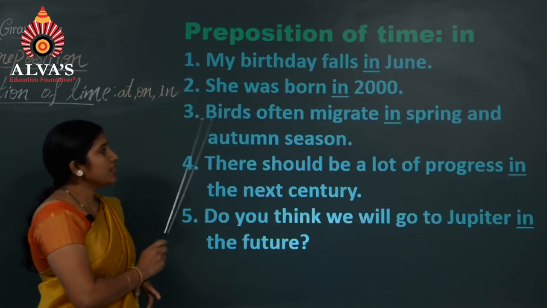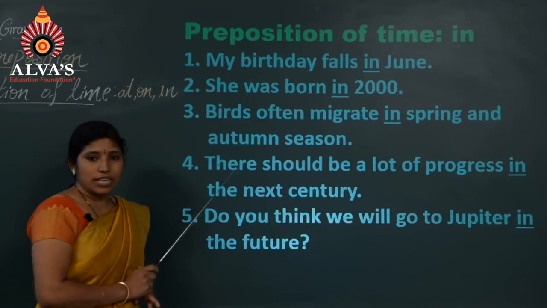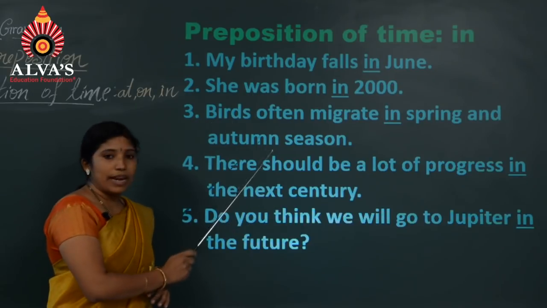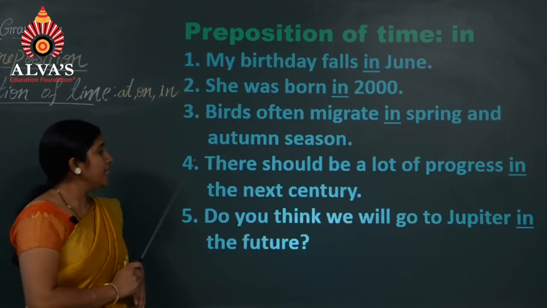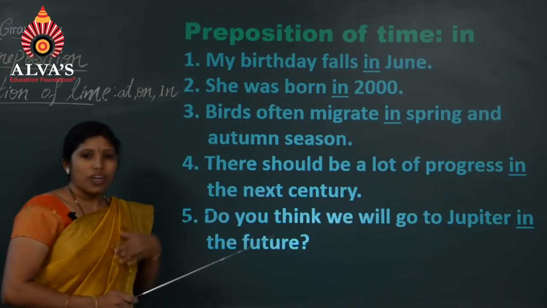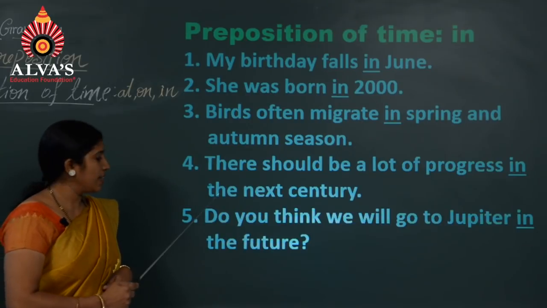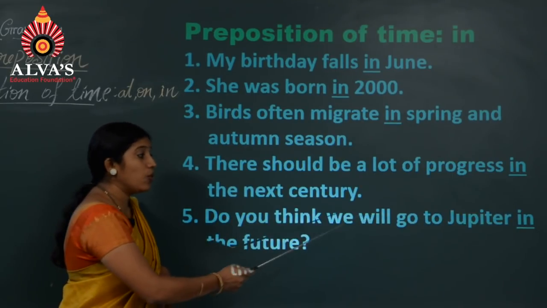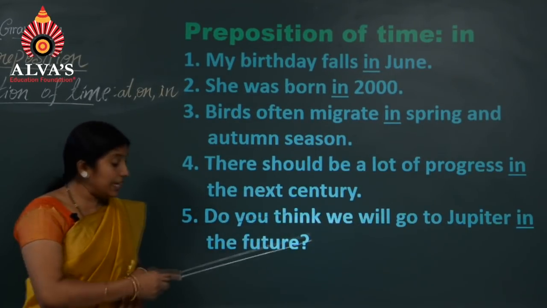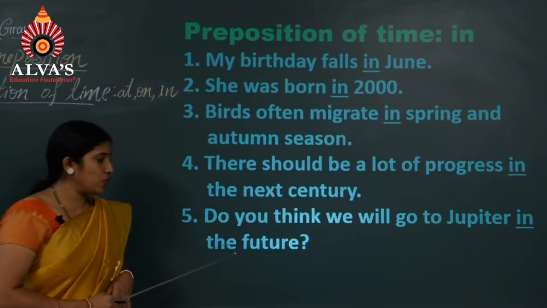Number 3, birds often migrate in spring and autumn season. It refers to the season. When we tell about seasons, usually we use in. Number 4, there should be a lot of progress in the next century. When we talk about the centuries, future plans, always we use in the next century. Number 5, do you think we will go to Jupiter in the future? It refers to the future time. That's why we use in preposition here.